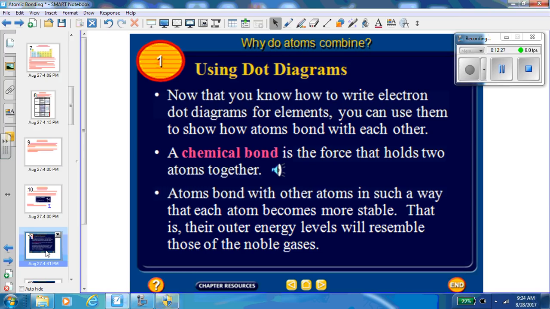Okay? That is, their outer energy levels will resemble those of the noble gases. Noble gases is group 18 on the periodic table. Those are the group of elements that have a full outer energy level. So all elements are trying to achieve that for stability.